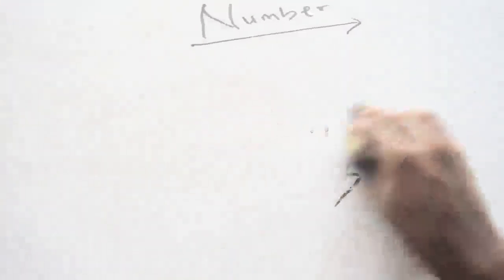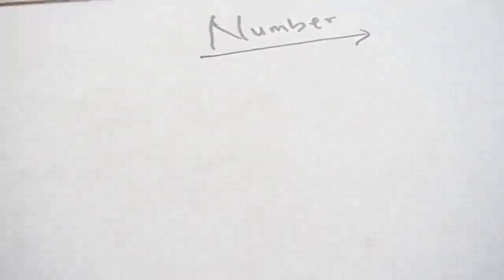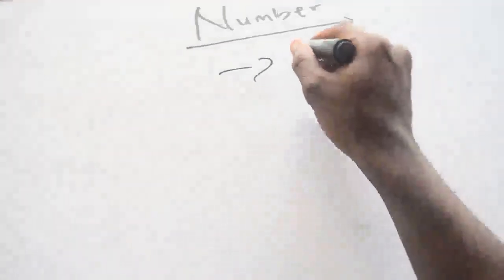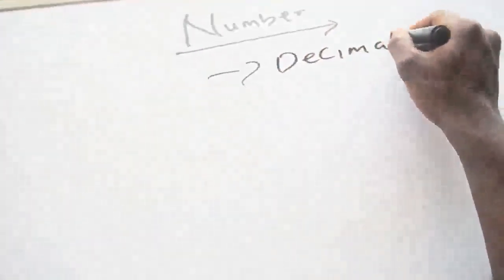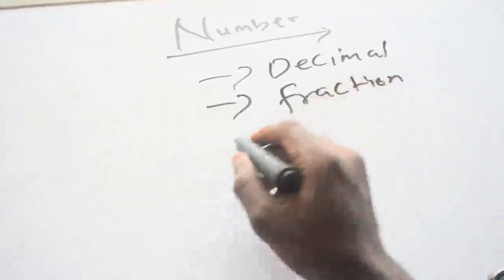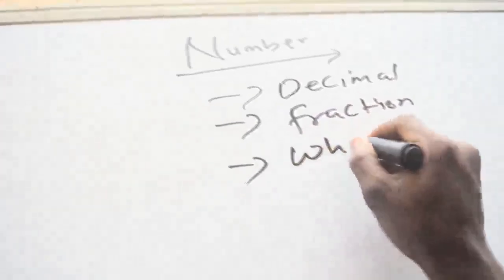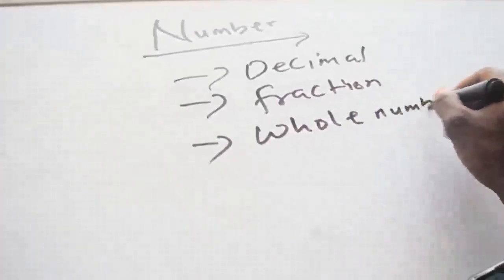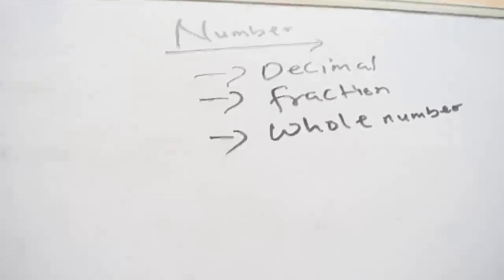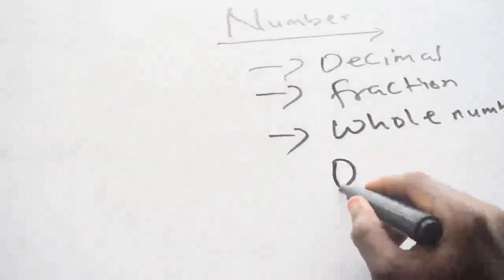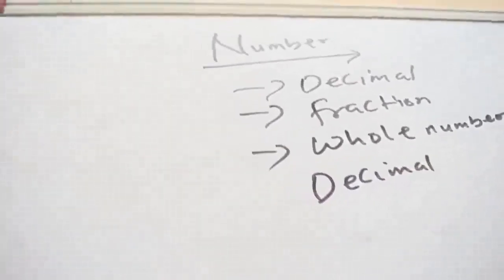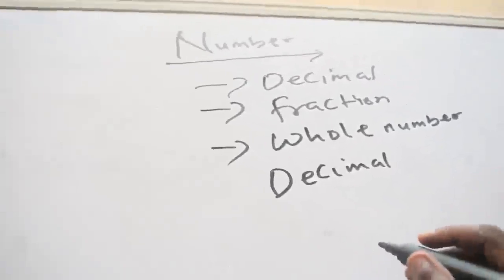So here we go. I'll use this opportunity to give you a rundown of the types of numbers we have in mathematics. A number could appear as a decimal, a number could appear as a fraction, and a number could appear as a whole number. So, when you talk about decimal, if a number appears as a decimal, that is when you see a number with a decimal point.